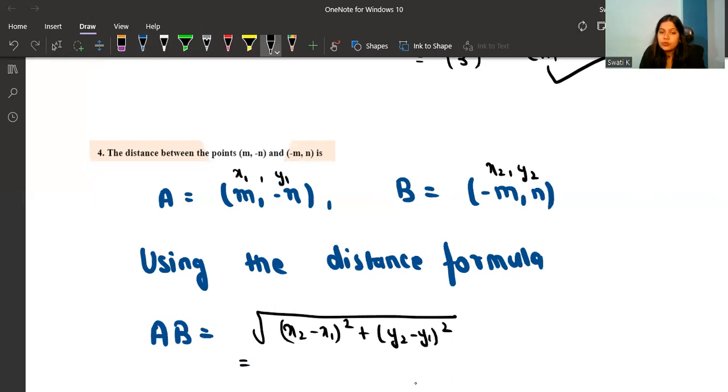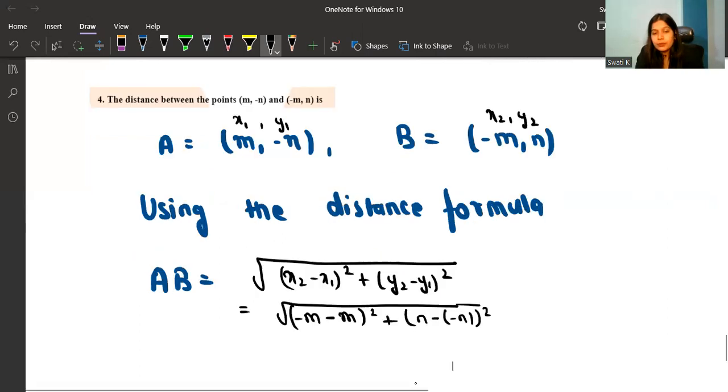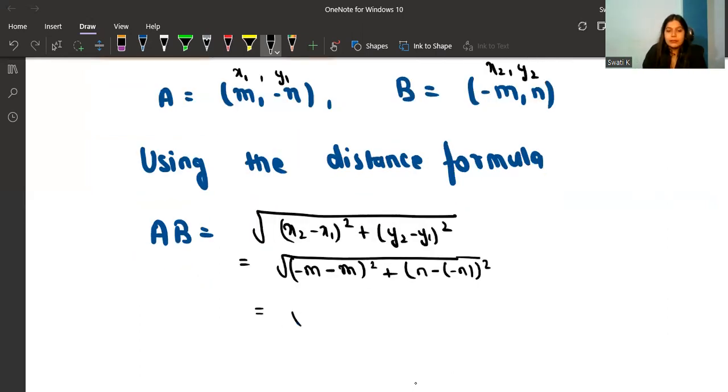Now here, what is x2? x2 is minus m, right? So minus m. Minus what is x1? x1 is m. So m whole square. Plus what is y2? n. Minus what is y1? Minus n. So I'm going to write down minus n here and then whole square. Now, of course, if you simplify, what is minus m minus m? It's minus 2m. So it is becoming minus 2m whole square, and this is n minus minus plus, so n plus n, that is 2n, so 2n square.